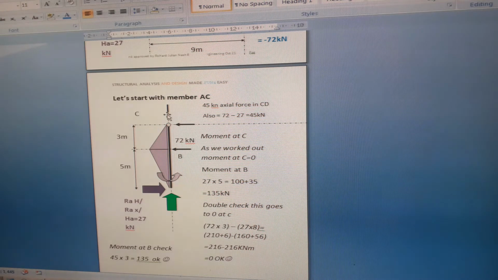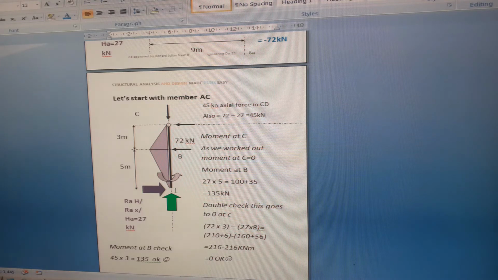There's member forces, because remember, there's going to be this green reaction, that's the vertical reaction at A, that's going to turn into a shear force in member CD, and the horizontal reaction is going to turn into an axial force in member CD. The axial force is going to be 27 minus 72 equals 45. So we can double check the moment at B, that's 45 times 3. That'll be clearer again when we do the axial force diagram.